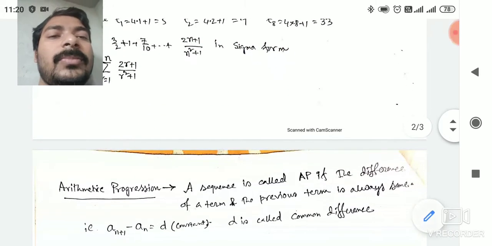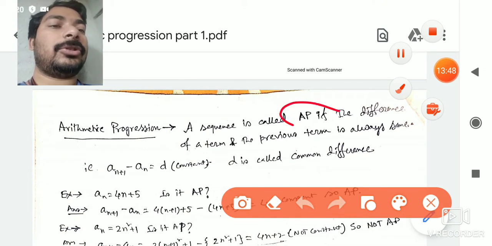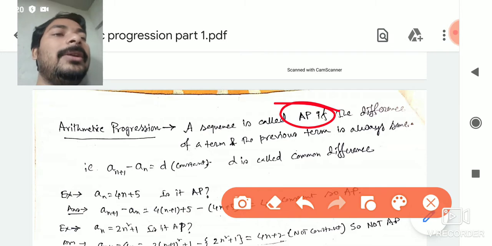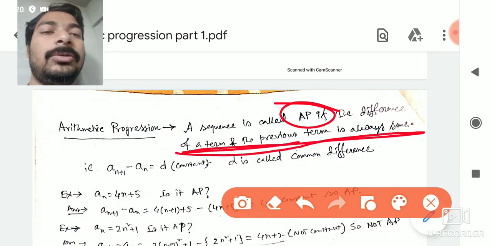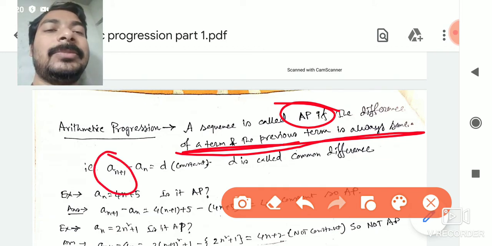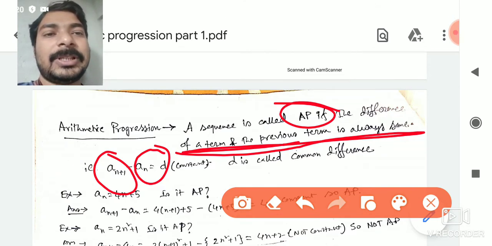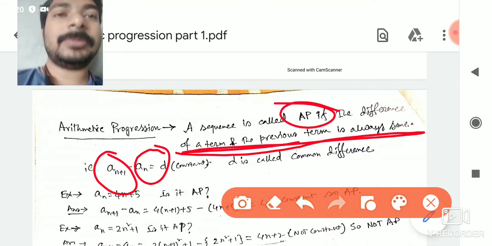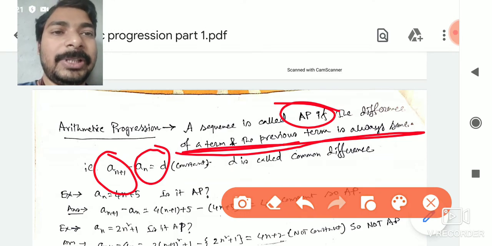Now come to arithmetic progression. What is arithmetic progression? Arithmetic progression, or in short AP, is that sequence where the difference between a term and its previous term is always the same. Look, a(n+1) is a term, its previous term will be an. How does it come? Suppose a4 is the fourth term, then the previous term is a3. If a6 is a term, then its previous term is a5. So for a(n+1), its previous term will be an.